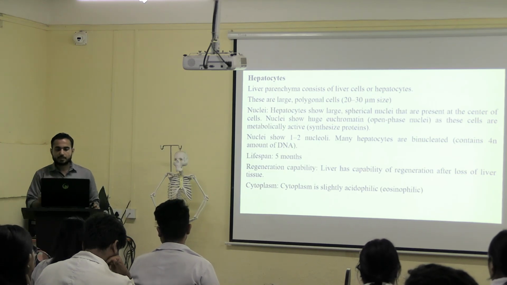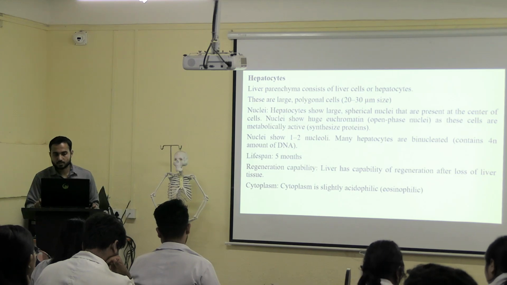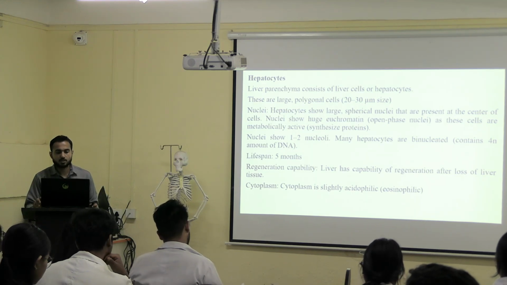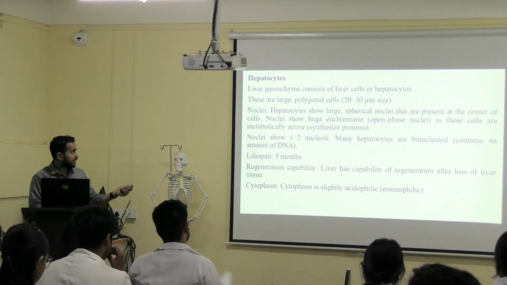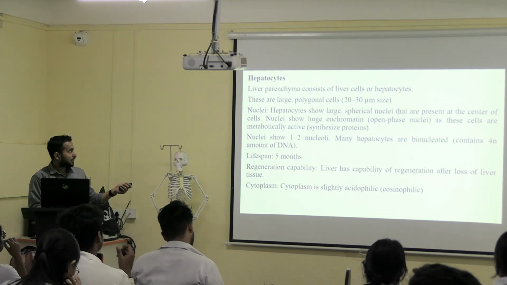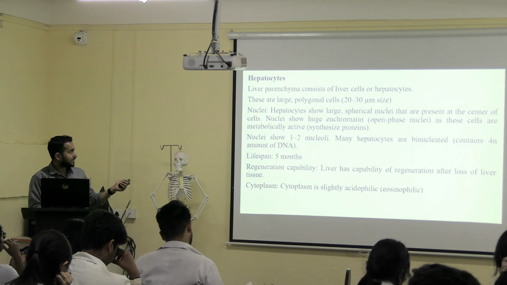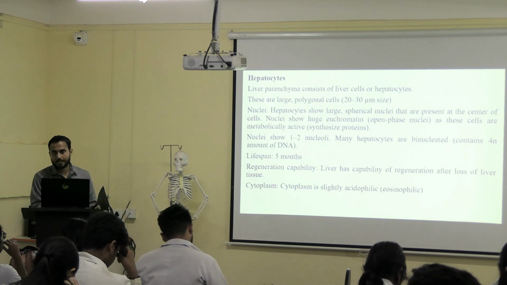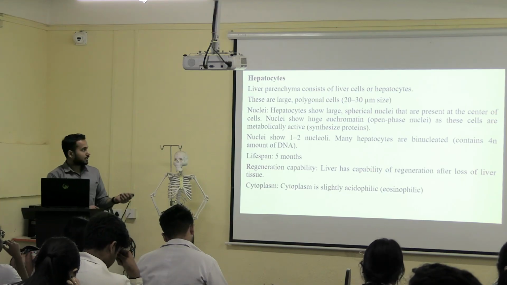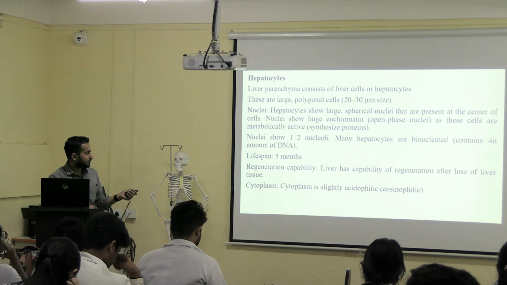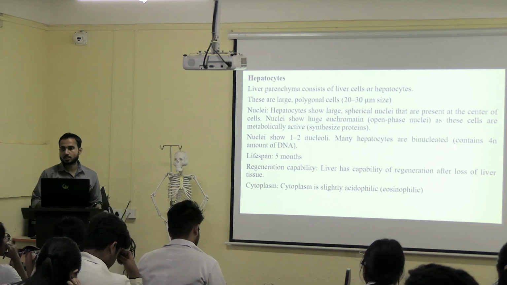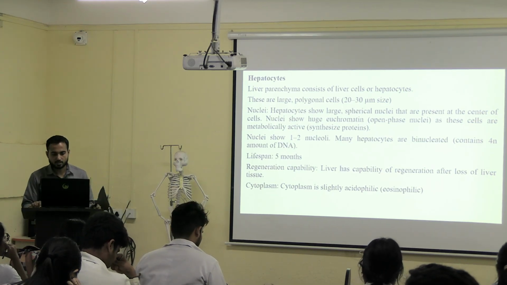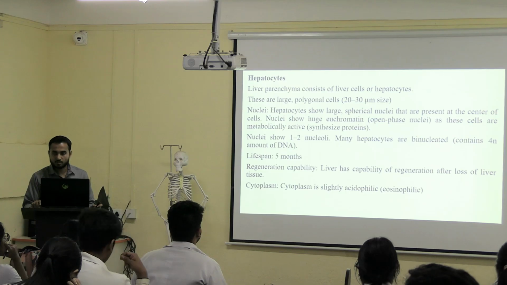So the liver parenchyma consists mainly of the hepatocytes. They are large polygonal cells. If you see the nuclei of the hepatocytes, spherical nuclei are present at the center. Nuclei show huge euchromatin because they are metabolically active. Next, sometimes hepatocytes are binucleated. Lifespan is approximately 5 months. They have high regeneration capability. Now, the cytoplasm is slightly acidophilic.